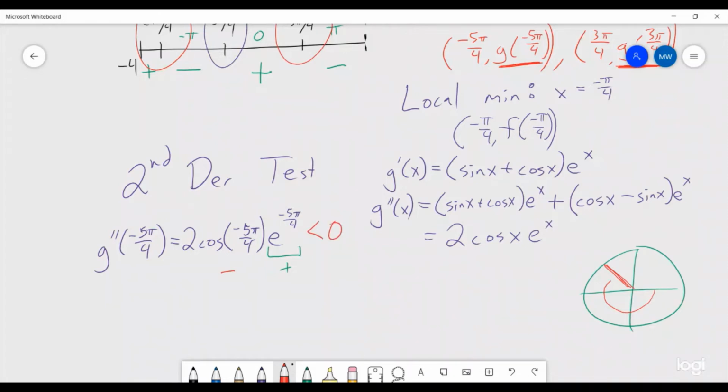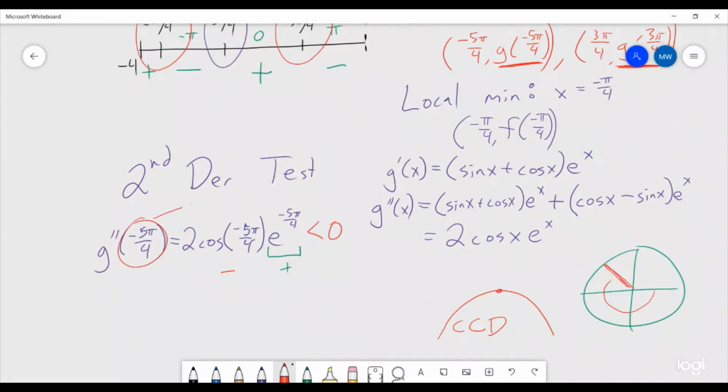And remember, if the second derivative is negative, that means you're feeling kind of down. Whenever you're feeling negative, you're making a frowning face. Remember, this is concave down, which means that this is going to be a maximum.